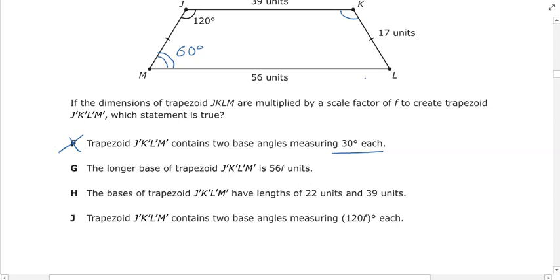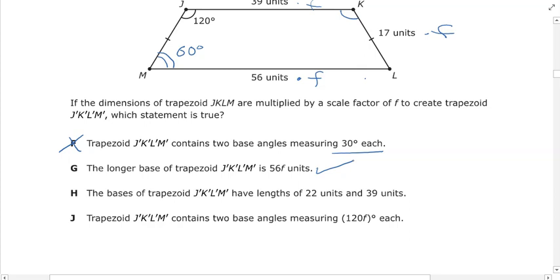G, the longer base of trapezoid JKLM is going to be 56F. Okay, well that one makes sense because if you do a dilation by a scale factor of F, you apply it to all the sides, so whatever F is, you're going to take each of these and multiply by F to get your new sides. So the longer base should be 56F. Pretty sure that's my answer there.